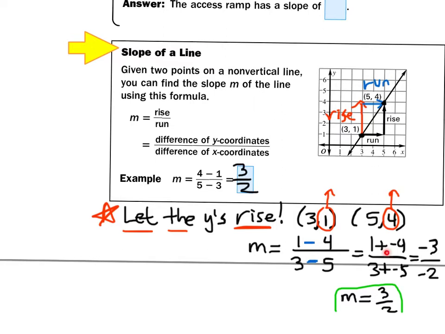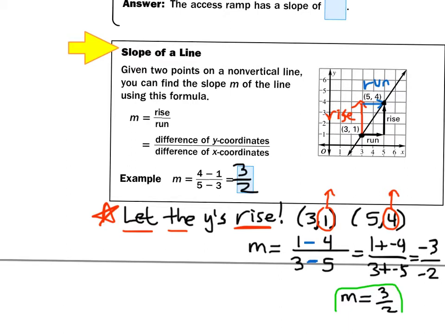And then of course we would add a line and change the sign. So that becomes 1 plus negative 4 gives us negative 3 on top, and 3 plus negative 5 gives us negative 2 on the bottom. Well, remember, 2 negatives will make this whole fraction positive. So the slope is just 3 over 2.